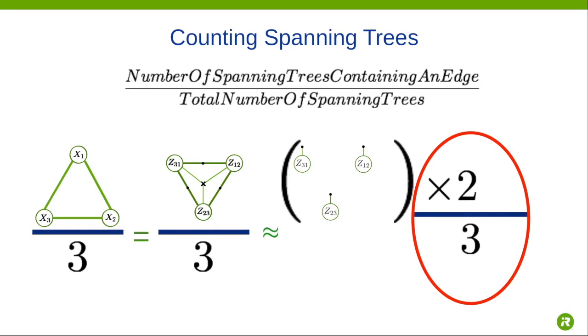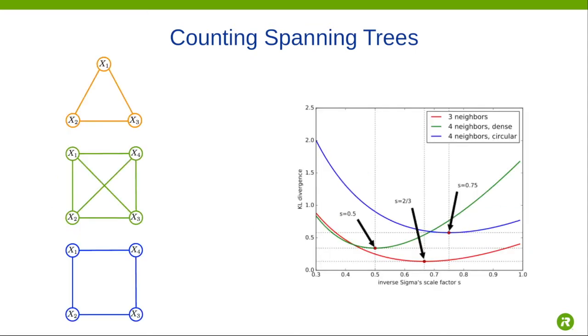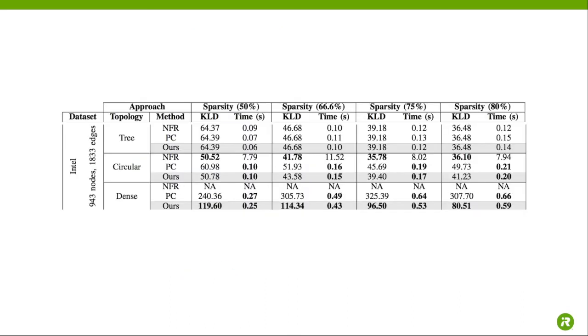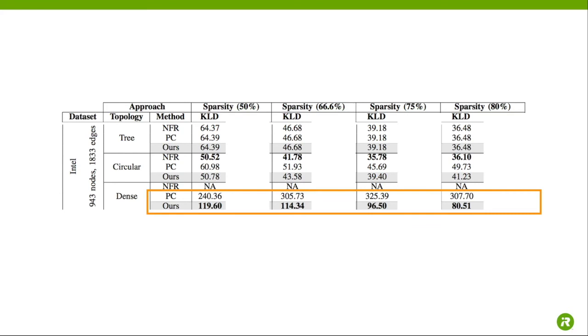Our contribution is a general formula to find the scale factor, which is the number of spanning trees containing an edge divided by the total number of spanning trees of the targeted absolute pose graph. That formula exactly matches with the optimal scale factors we discovered in our experiments on the simple pose graphs. On real datasets, our method computes in fractions of seconds, where NFR may be computationally unusable. Our method also produces generally better results than PC.